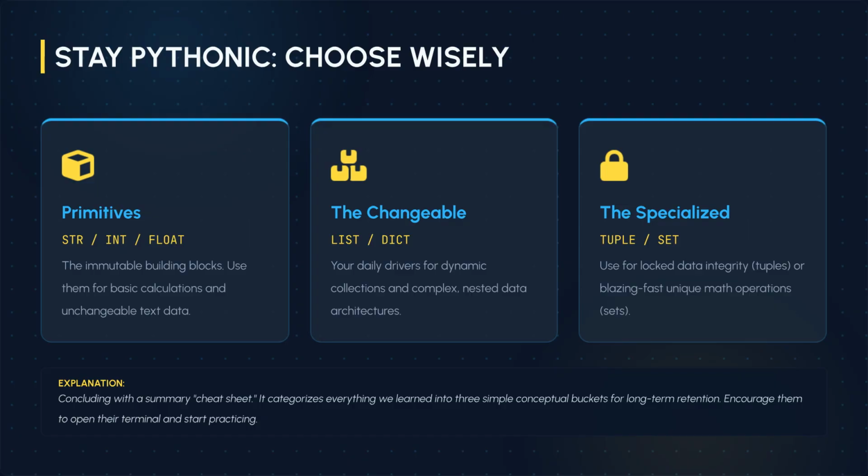To stay Pythonic, choose your data types wisely. Primitives, like strings and integers, are the immutable building blocks. The changeable types, lists and dictionaries, are your daily drivers for dynamic data. Finally, use the specialized types, tuples and sets, for locked data integrity or blazing fast unique math operations. Now, open your terminal and start practicing.